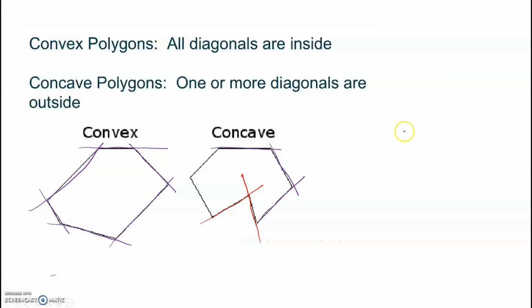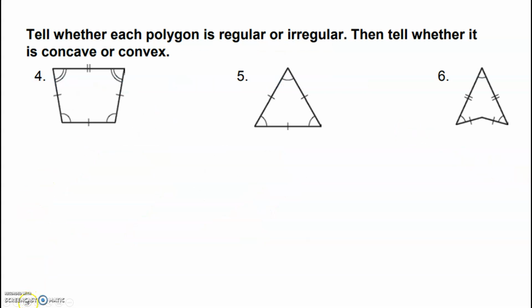All right, so let's try some classifying. So it says regular or irregular, and then convex or concave. So right now I see two different angles. I also see a different side, so this is definitely irregular because all the sides are not the same length and all the angles are not the same measure. And then we want to know convex or concave. So see if we ever go inside the cave. Nope. Nope. Nope. We never went inside the cave, so we're going to say convex.